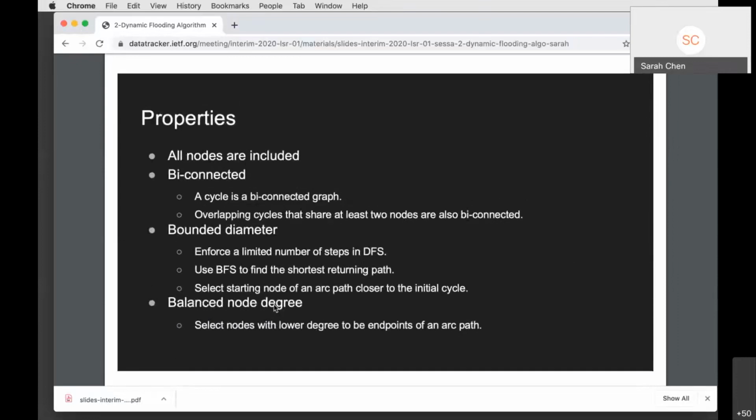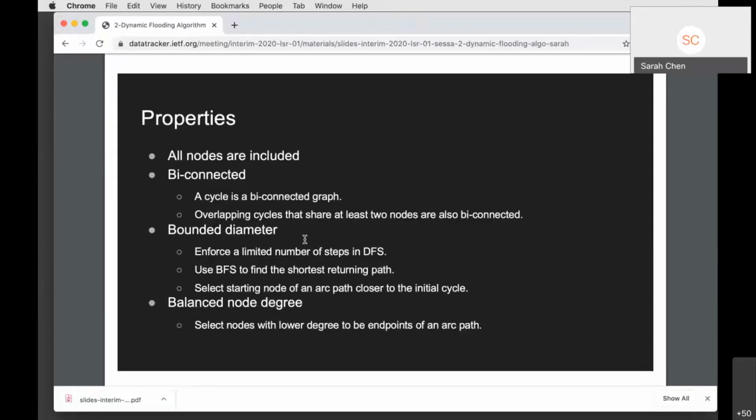So the subgraph found by this algorithm has some properties. First, it includes all the nodes. And second, it is biconnected. You can prove this probably by mathematical induction. The initial cycle is a biconnected graph. And then we add arcs with two different endpoints, landing on the current subgraph. So basically we have overlapped cycles. This makes the subgraph also biconnected.